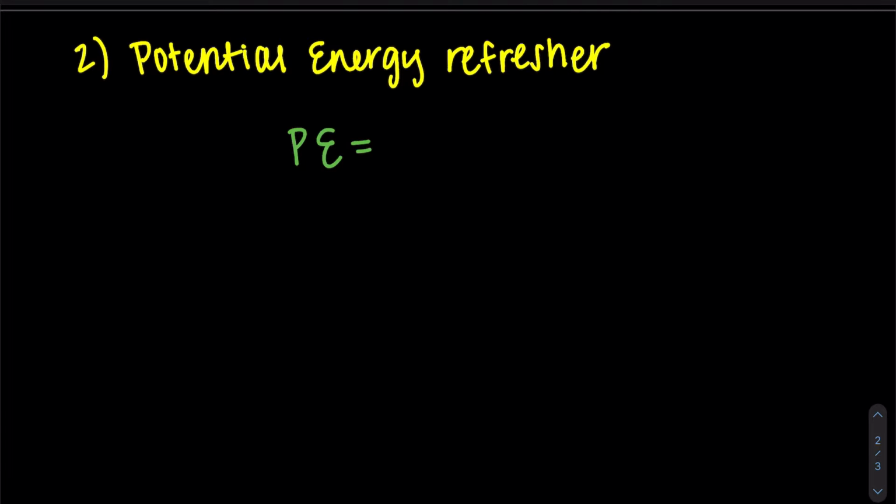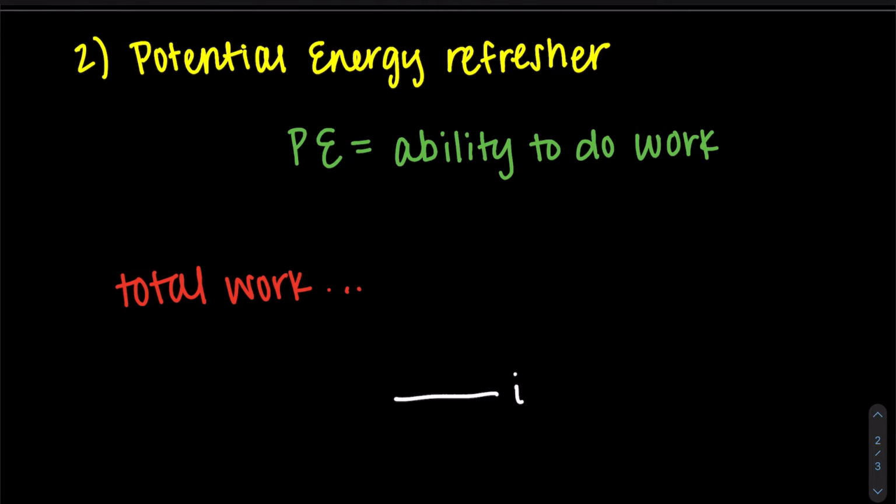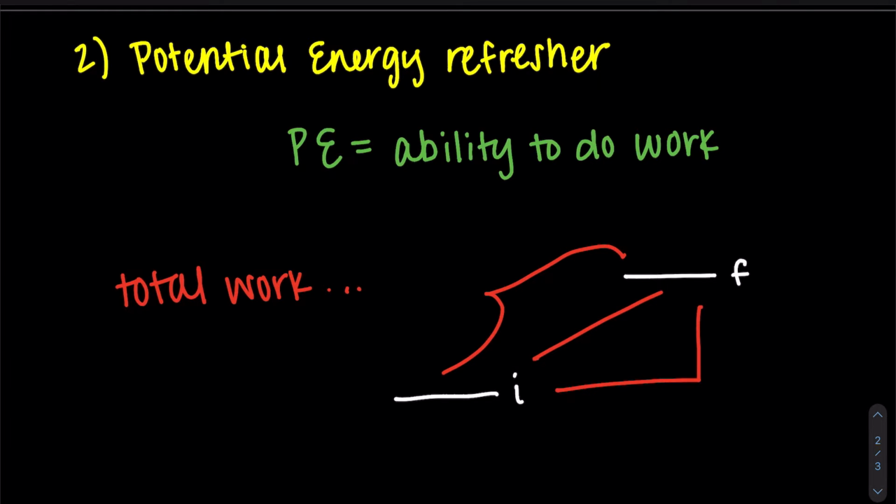Okay, let's recap potential energy. Potential energy is defined as the ability to do work. The total work done by forces on the body in a field depends only on initial and final positions of the body in the field. It is independent of path, and we will see later this relationship of initial and final positions in work and energy.